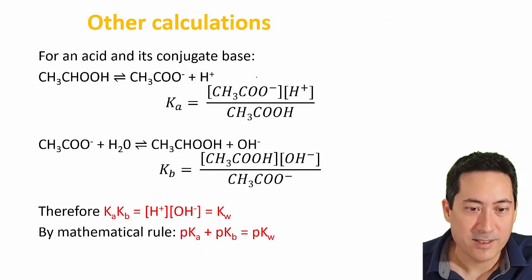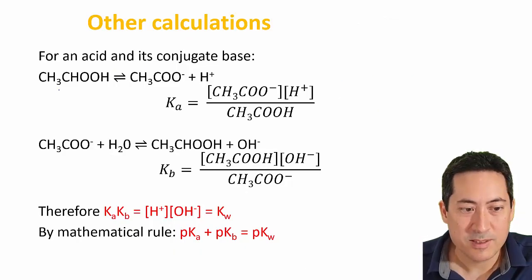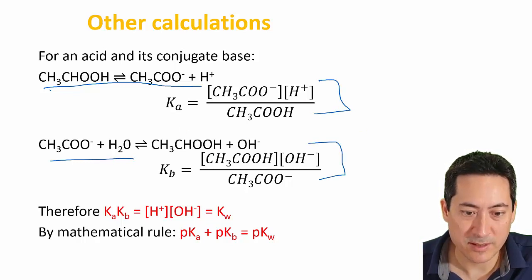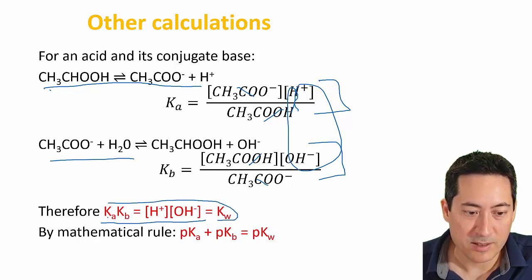There are other calculations also. So this is a weak acid, and that's how the equation works out. The conjugate base, that's how the equation works out. So if you actually times those together, these two will cancel out, these two will cancel out, and you get this left over. So that's how we get this here. So Ka times Kb is this, which is Kw. So that is a useful thing to have.